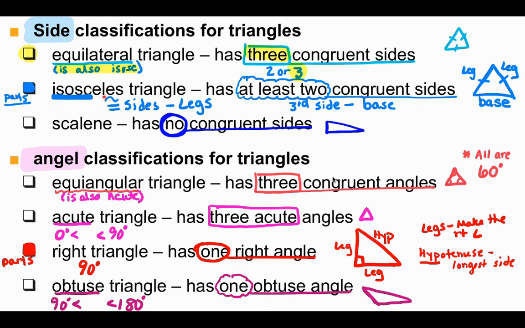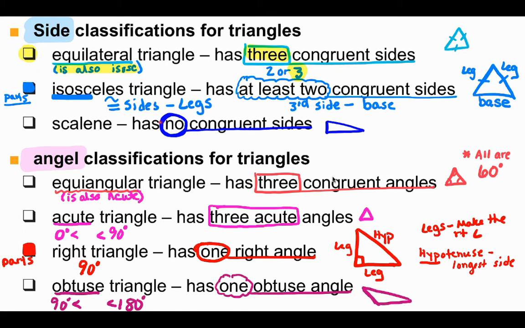Our congruent sides in an isosceles triangle are known as the legs. That third side is known as the base. So the third side, the one that was not congruent, is known as the base. In an equilateral triangle, you can pick any two sides to be legs and then call the third side the base. Any two sides can be the legs with the third side as the base, and we can do that all the way around the triangle.